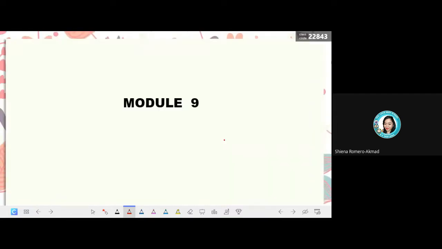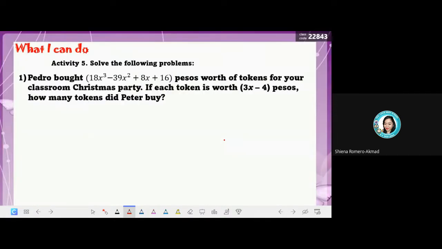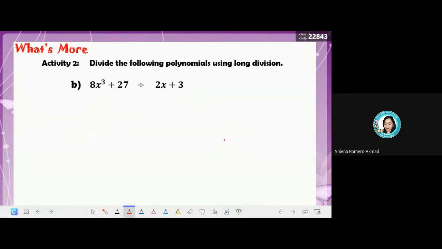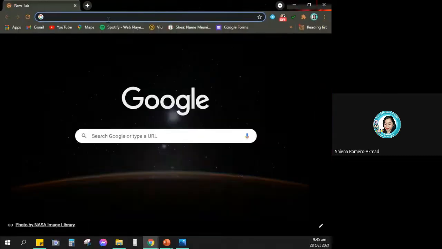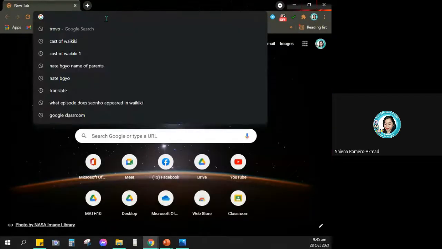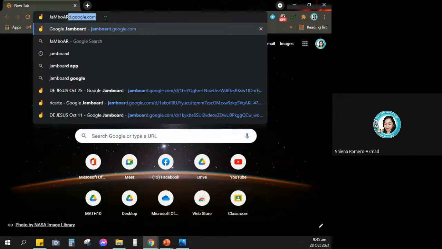Ang gagawin ninyo ngayon is you will have first ito. Then, mamaya, magsasagot din tayo ng remainder theorem. So, ito ay ilalagay ko sa Jamboard. Dapat magsagot kayo. Kasi pag hindi nyo na-experience magsagot, hindi nyo malalaman kung ano yung mali sa pagkakaintindi ninyo.